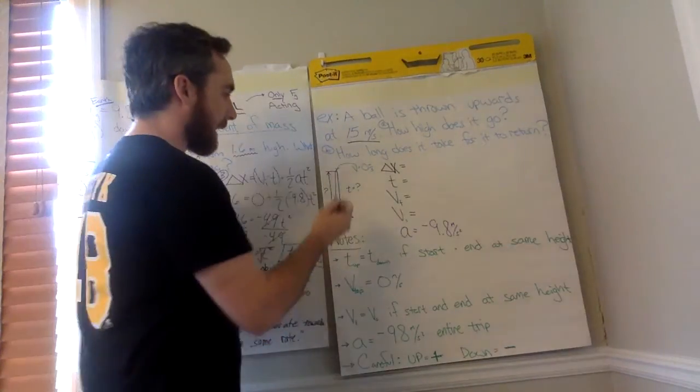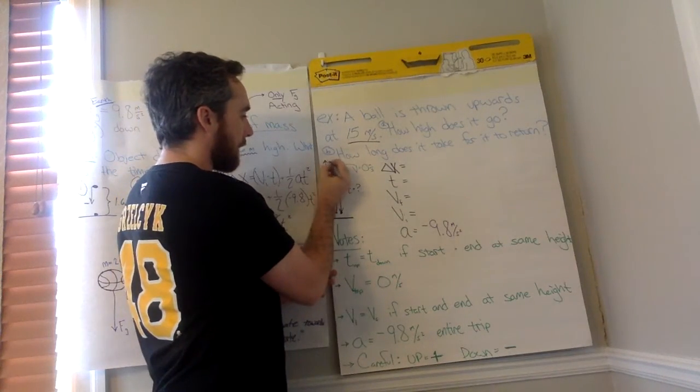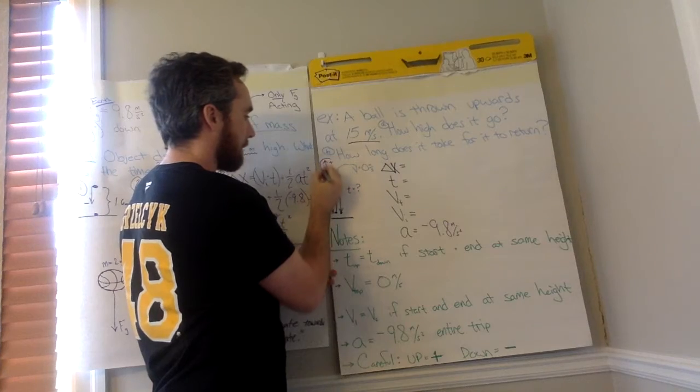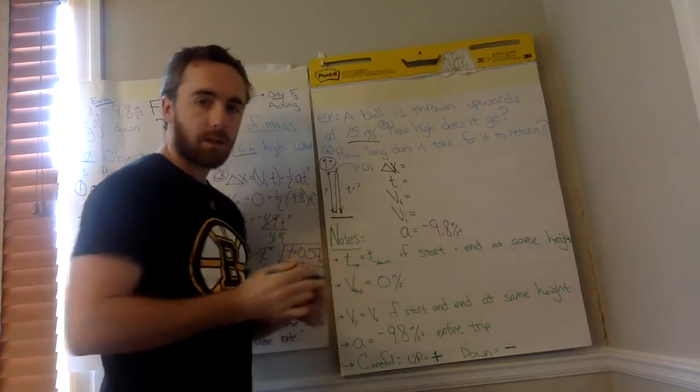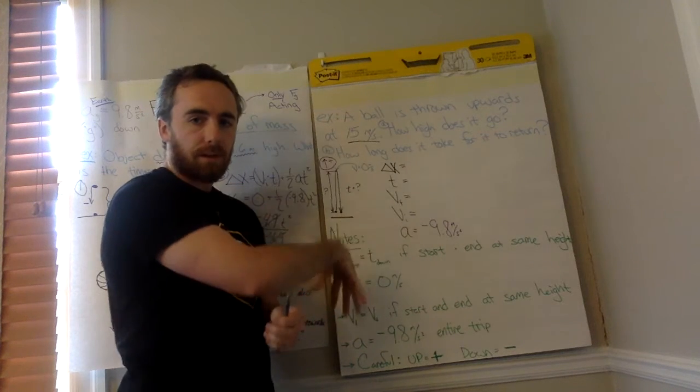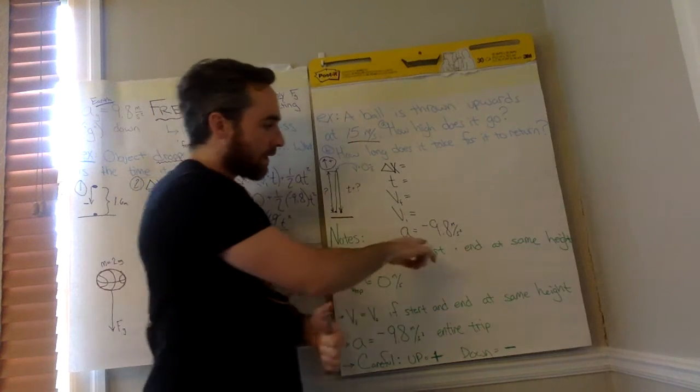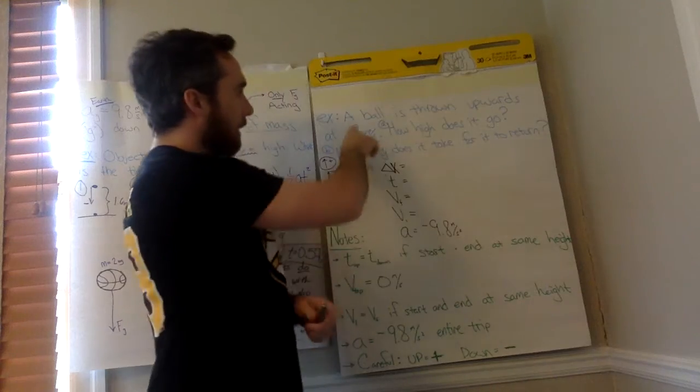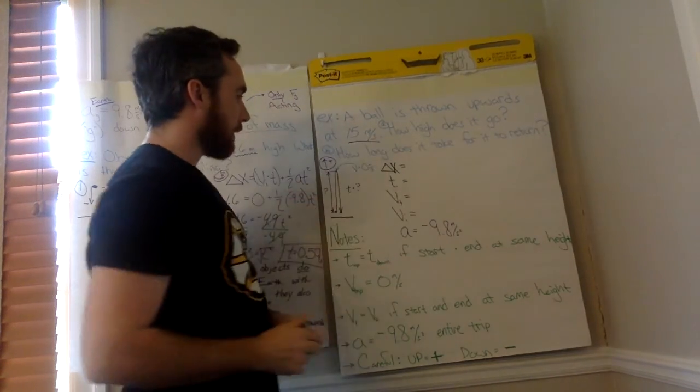So down is going to be negative here. So I'll write a little key over here where up is positive. It's good to write that down on your drawing so that you know anything that's pointing up is positive, any vector that's pointing down is negative. So we have our acceleration. A ball is thrown upwards at 15 meters per second.